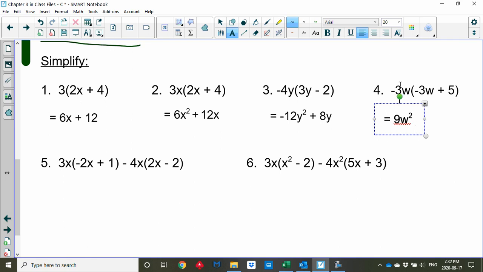Then we move to the next one. 3 times 5 is 15. W times nothing is a W. You're a negative, so you change to positive. See the negative here? It becomes a positive, and this positive becomes a negative. And we're done.